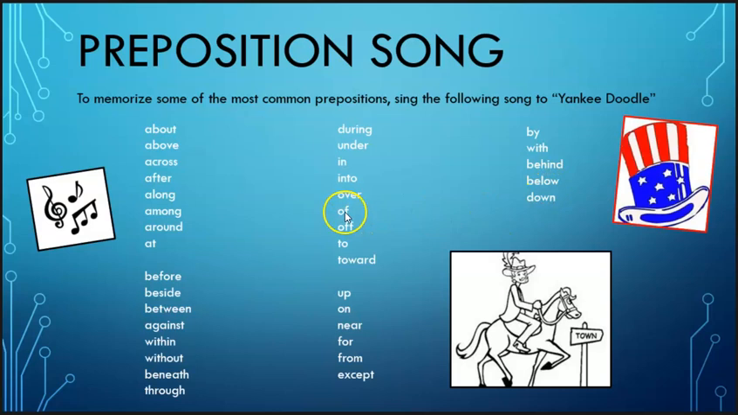Sorry, I am not a good singer, but if you memorize the song and learn it as a song, that is one way you can help yourself memorize prepositions.